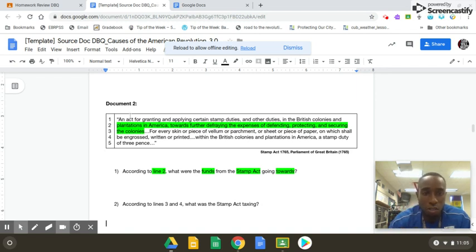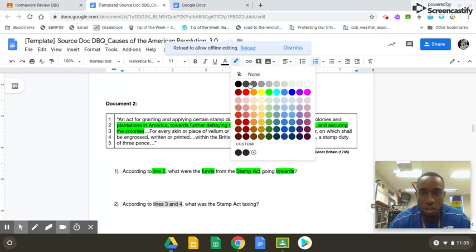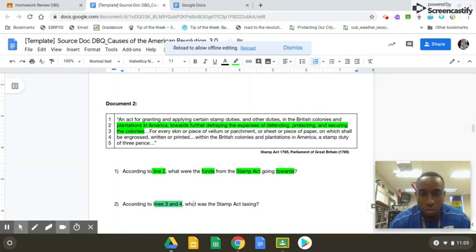All right, so it also identifies again where we need to go. Lines 3 and 4. I'm going to highlight that. And what was the Stamp Act taxing? I'm going to get that whole little phrase. All right, and now look for what was it taxing, lines 3 and 4. Line 3 says, for every skin or piece of vellum, or parchment, or sheet or piece of paper on which shall be engrossed, written or printed within the British colonies and plantation in America, a stamp duty of 3 pence.